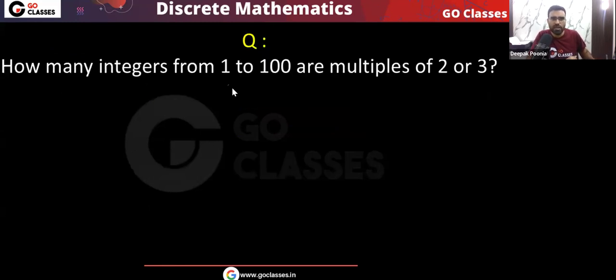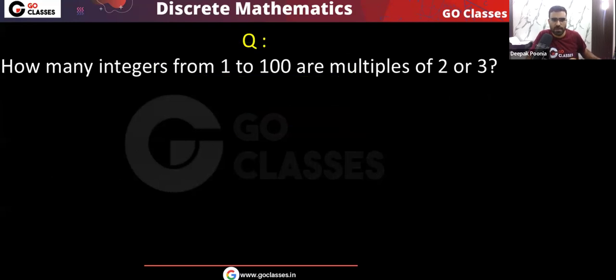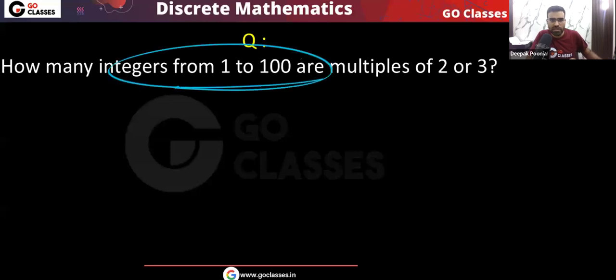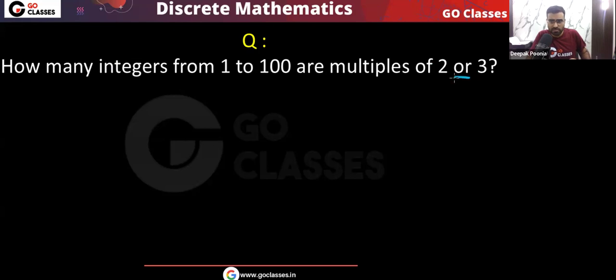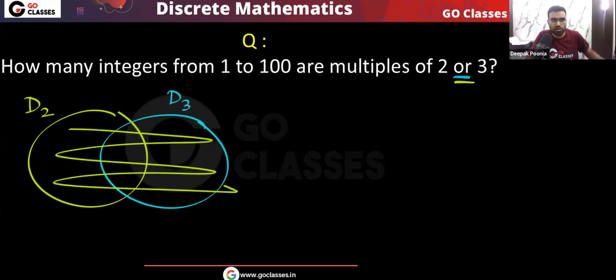Let's solve this question. How many integers from 1 to 100 are multiples of 2 or 3? We want those integers from 1 to 100 which are either a multiple of 2 or a multiple of 3. Because of this "or" word, you can apply the inclusion-exclusion principle. Basically, we will find those which are divisible by 2, we will also find those which are divisible by 3, and we will find the union.